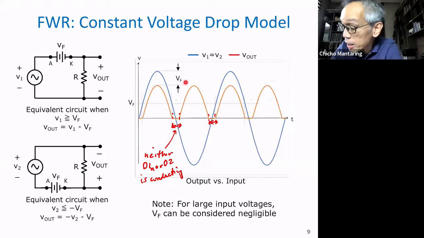Is this value bad? Well, it depends really on what Vin is. If Vin is large compared to V sub F (for silicon, V sub F is 0.7), say 220 volts, you can hardly see the difference between the red curve and the blue curve. But if Vin is small, then of course you're going to see the difference between the blue curve and the red curve.